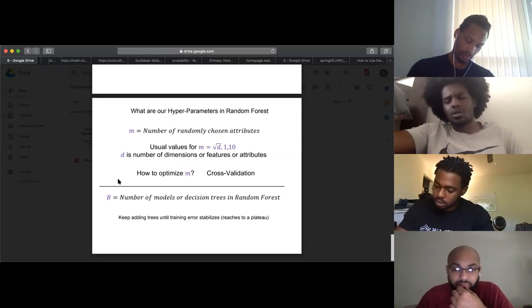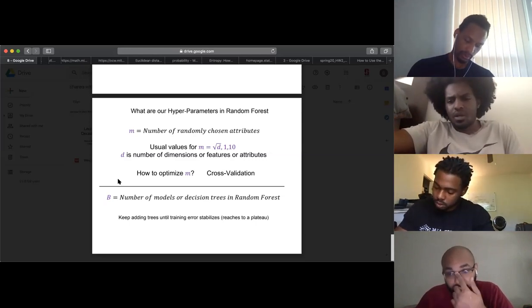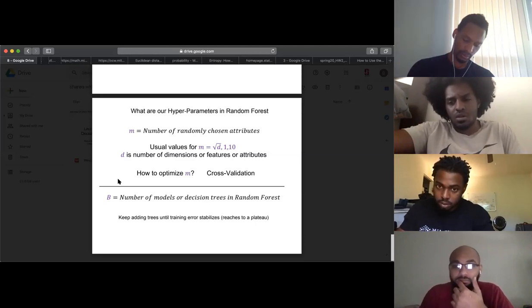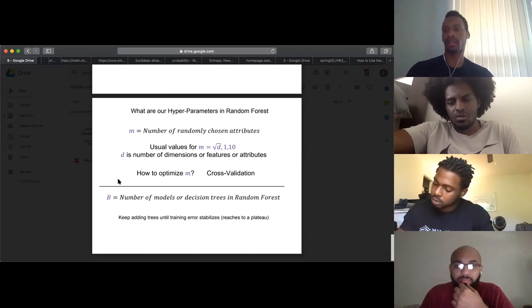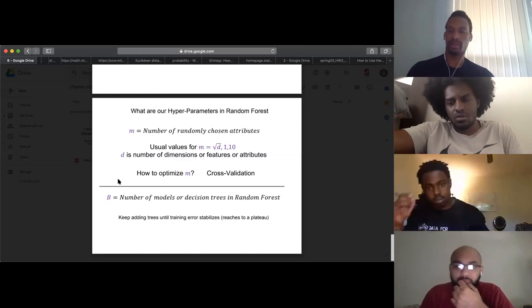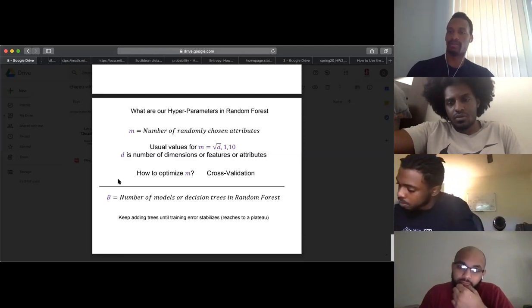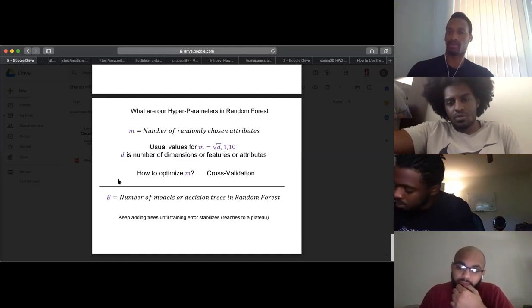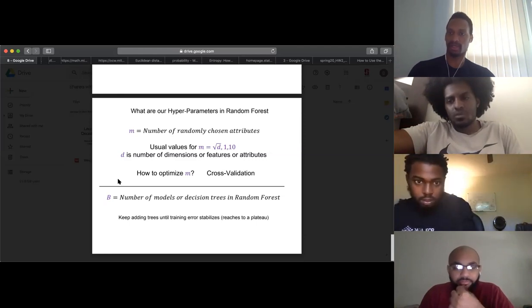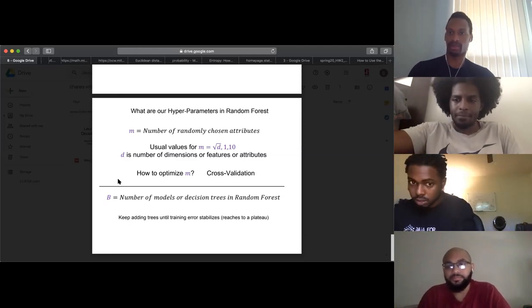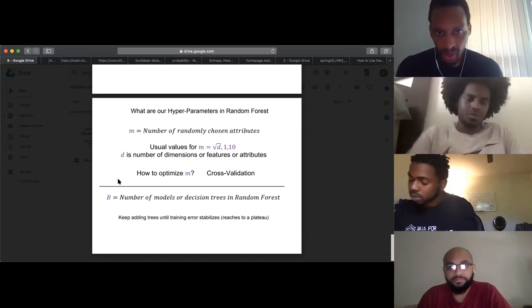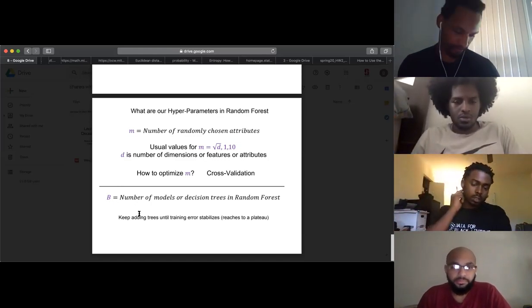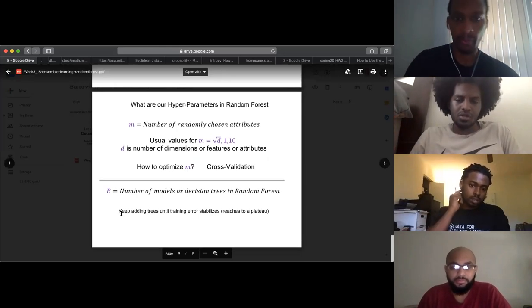Is there an error calculation for cross-validation? Yeah, because you have some training set and some test set, and so you know the actual value and you know the predicted value, and the error comes from there. Okay, so we would do that. And B is the number of decision trees in the random forest.